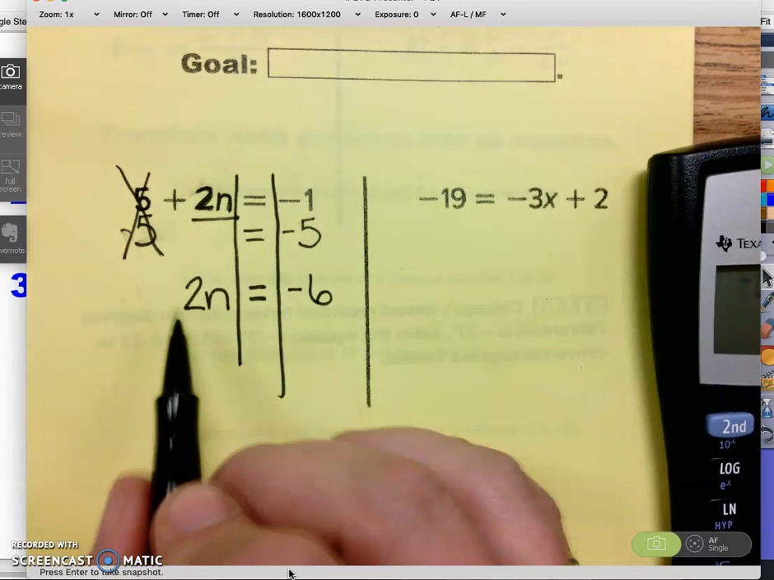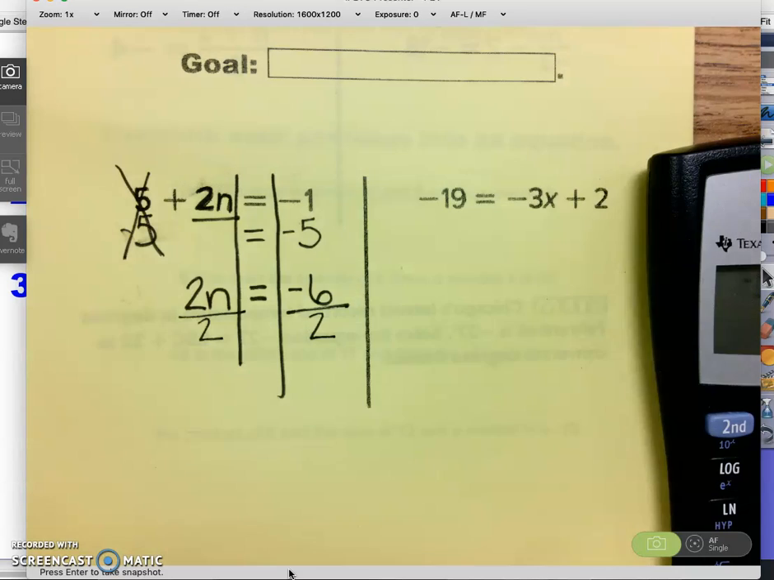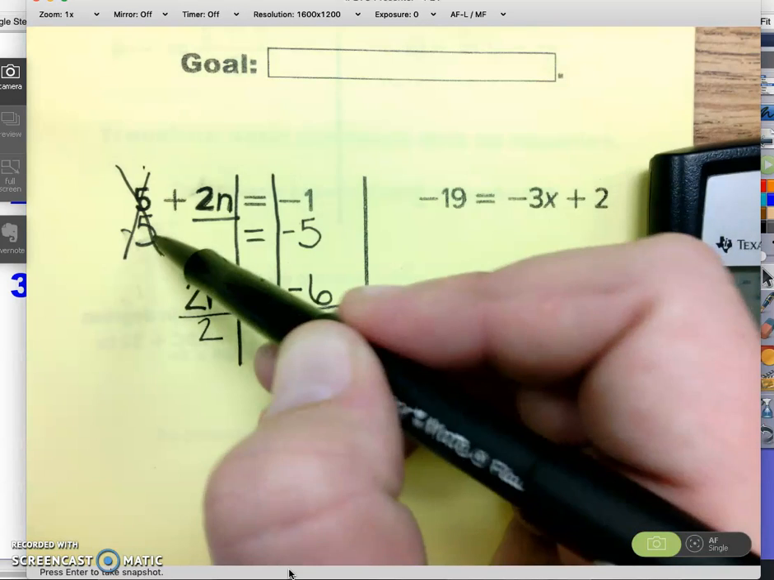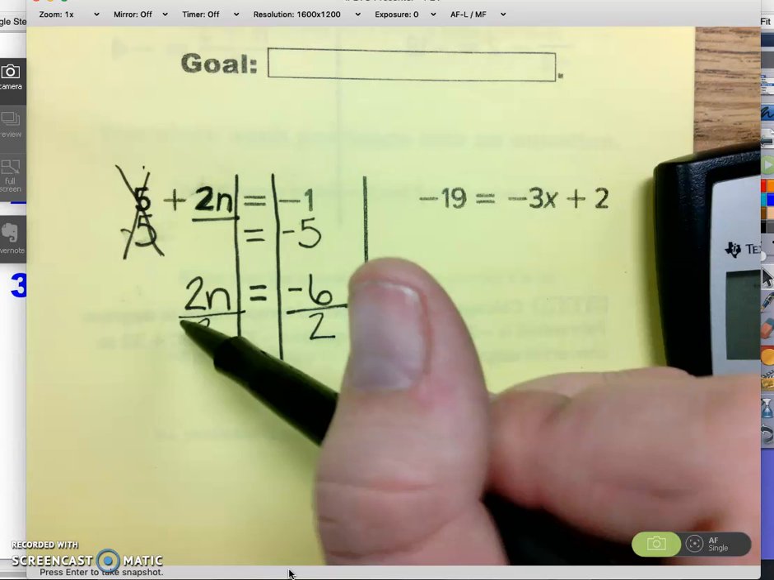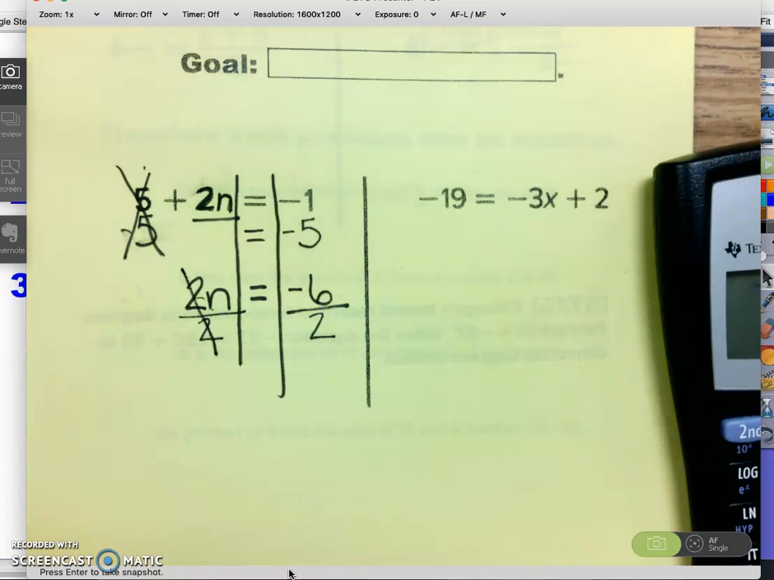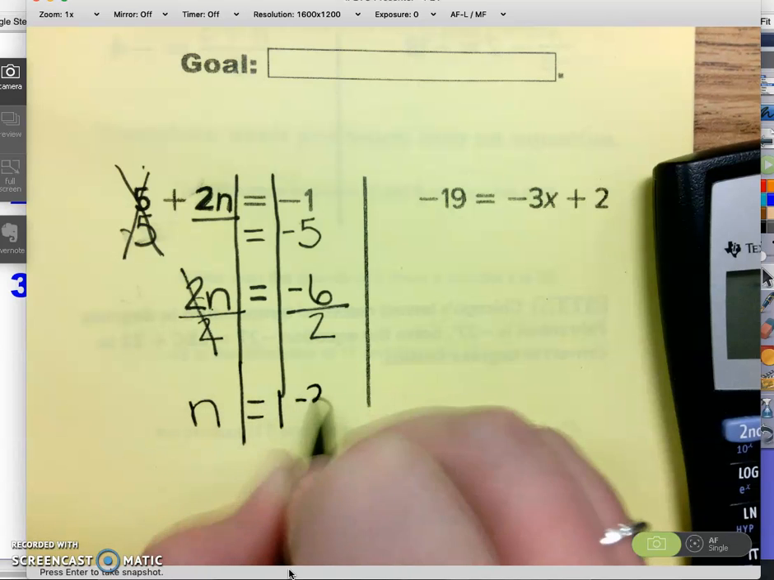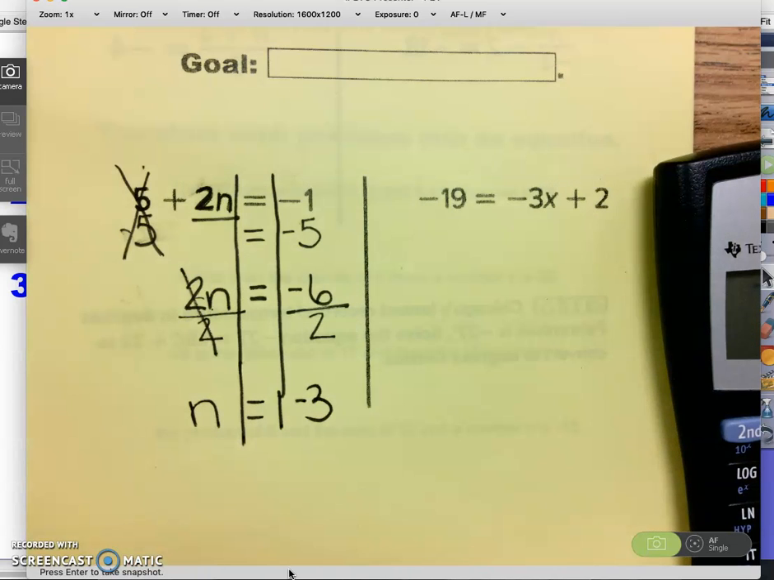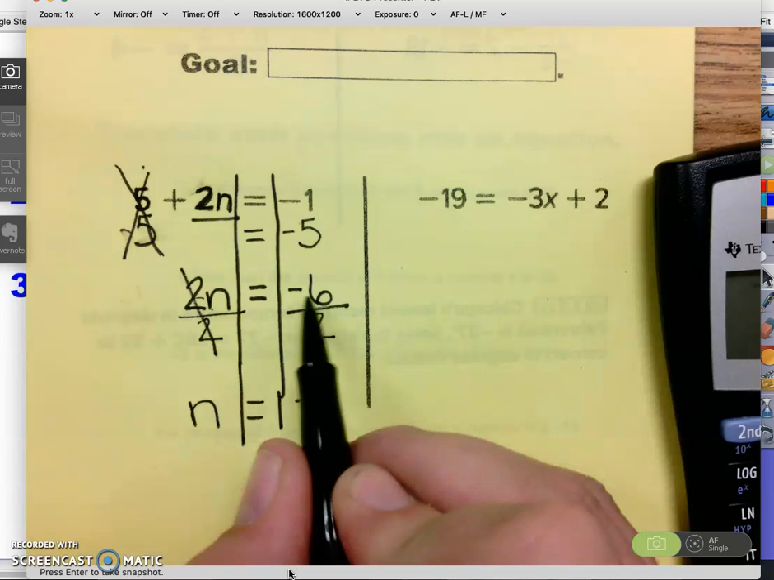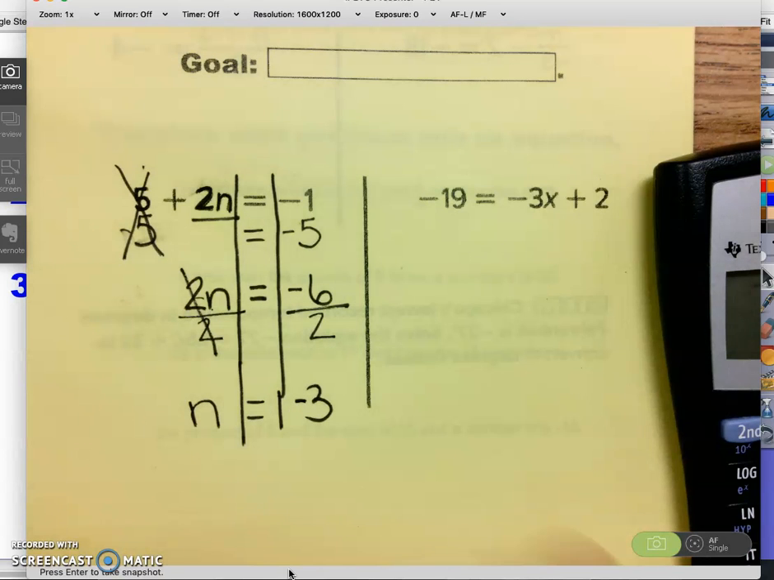All right, and then divide by 2 on both sides. After we get rid of the constant, we are then going to multiply or divide to get rid of the coefficient. Right now we're multiplying, so we undo it by dividing. So this goes away. I have n equals -3. Again, use your calculator. If you can't remember the rule that a negative divided by a positive is a negative, use a calculator to check it. Okay?